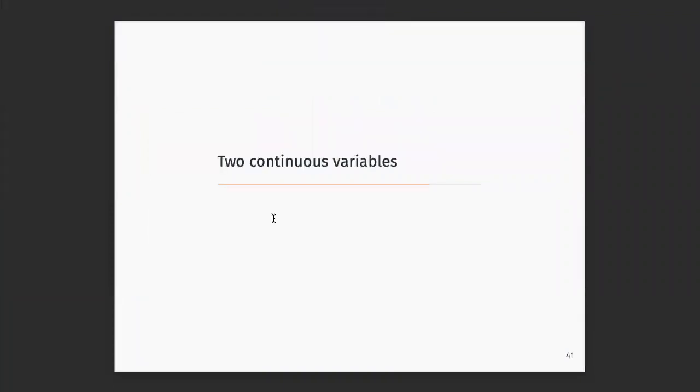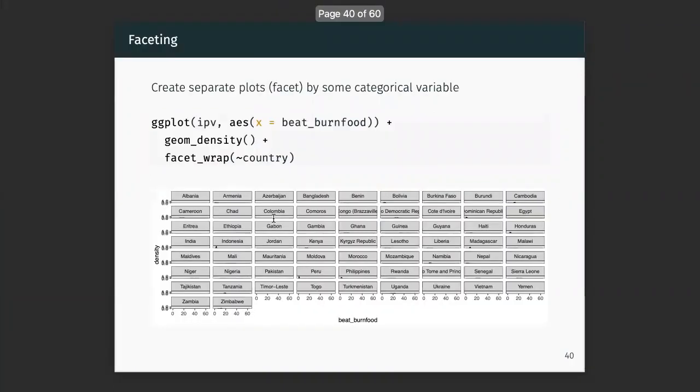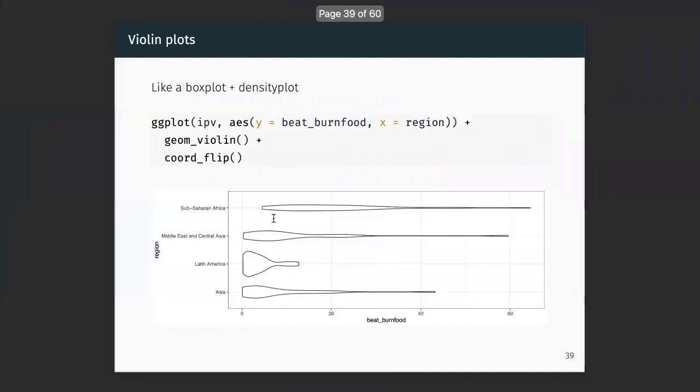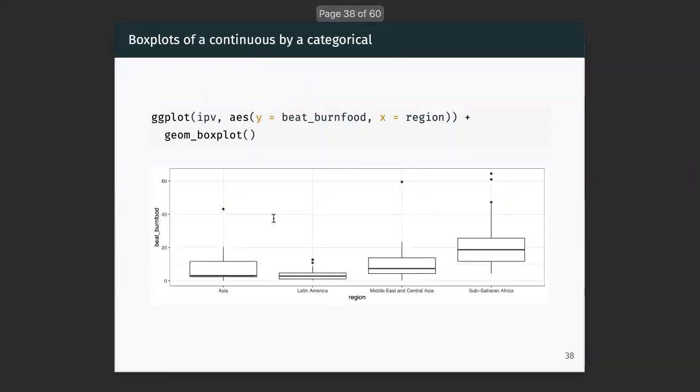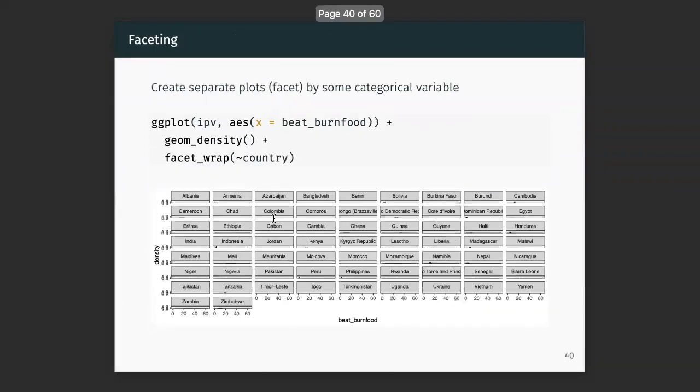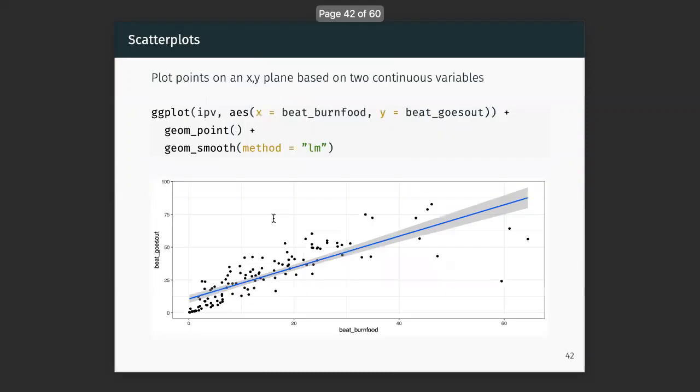What if we have two continuous variables? So that was categorical by continuous. We could do facets, we could do an X by Y violin plot or bar plot or something like that, right? Box plots, we could do a lot of different things. Two continuous variables, the most common one we're going to see is a scatter plot.